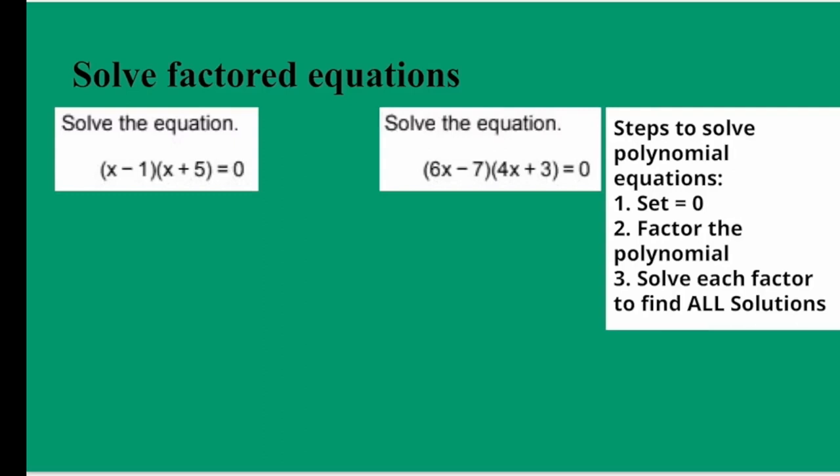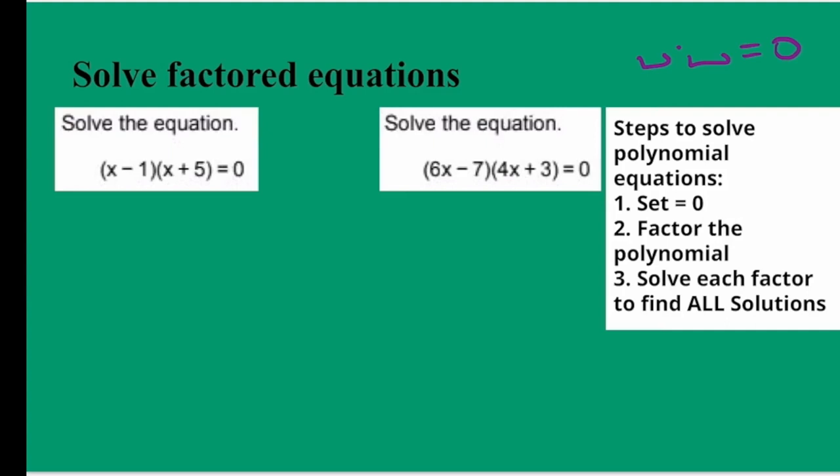Solve factored equations. So the steps to solving polynomial equations: you want to get an equation equal to 0, then you want to factor it, and then you're going to solve for each of those factors. You're using what's called the zero product property. If you multiply and your answer is 0, one of those pieces has to be 0 in order for the answer to be 0.